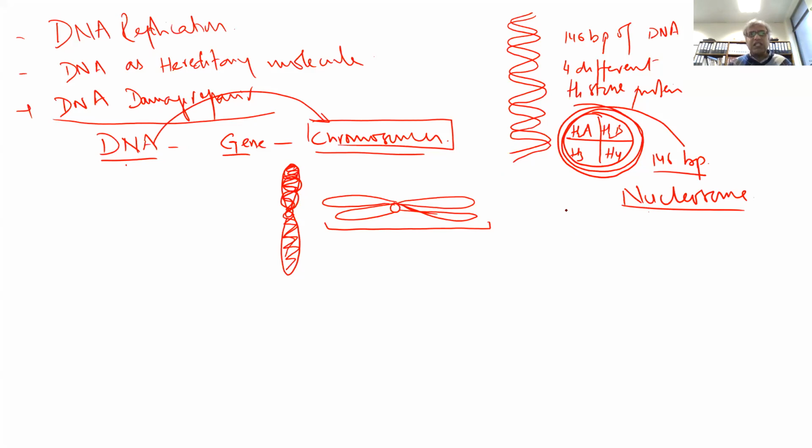Now, what is a gene then? So we did talk about DNA, we know about chromosome. Gene is basically a specific length of DNA which contains a very specialized sequence, which we call promoter.